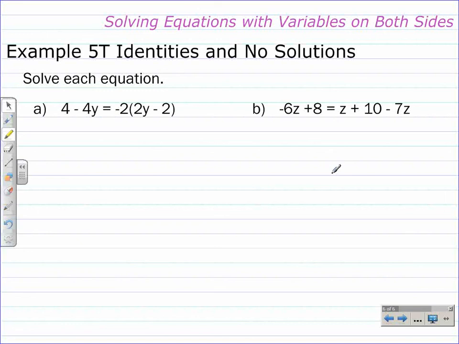In example 5T, we're going to be discussing identities and no solutions. We're going to discuss what those mean after we solve each of these equations. In part A of example 5T, we first need to distribute this negative 2. Negative 2 times 2y is negative 2y. Negative 2 times minus 2 is a plus 4. And we bring down the left-hand side, 4 minus 4y, and put our equal sign in between. Well, this actually should be a minus 4y here.